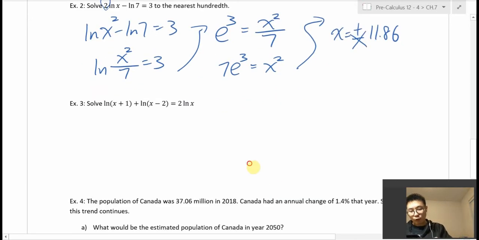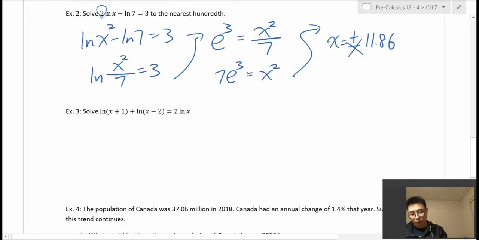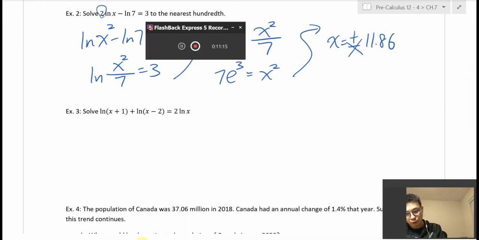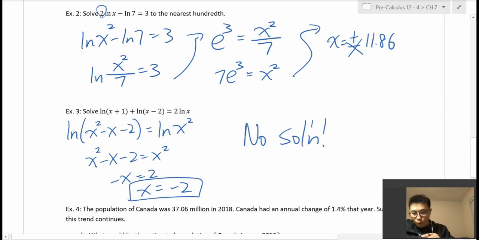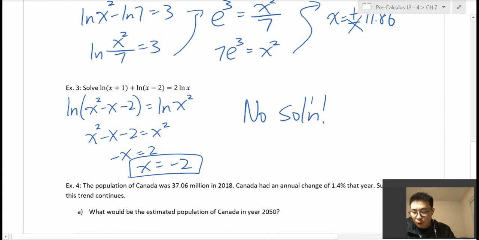Okay, example number 3, I'm going to let you try it, because it's something similar to what we've done. So good luck, and I'll show you the answer in a bit. Alright, so hopefully this is what you got. You should combine the logs together. So that's ln plus ln. So you're going to multiply the x plus 1 with x minus 2. And if you multiply them, this is what you get, x squared minus x minus 2.